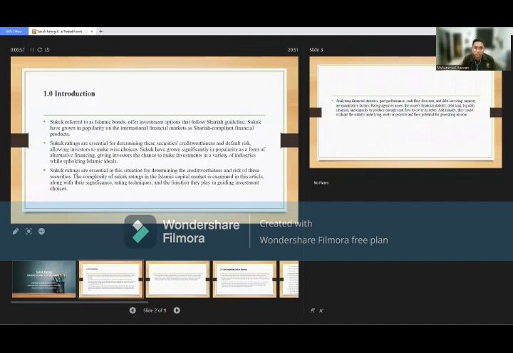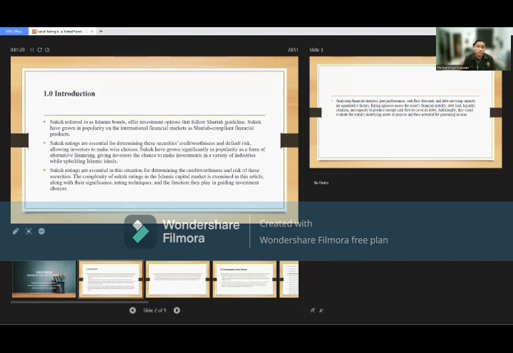Sukuk is referred to as Islamic bonds, which offer an investment option that follows Sharia guidelines. Sukuk have grown in popularity in traditional financial markets as a Sharia compliant index in capital markets like Indonesia, Singapore, and other countries. Sukuk ratings are essential for determining these securities' creditworthiness and default risk, allowing investors to make wise choices.